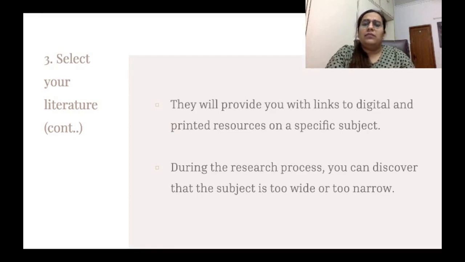When you are providing digital resources in your specification of the subject, you need to have proper linking to that study as well. When you are writing about somebody's research, try to have proper linking to that study, or what exactly that study has given you as ideology. During the research process, you need to discover whether the subject is too wide or too narrow. Try to have a narrow topic.